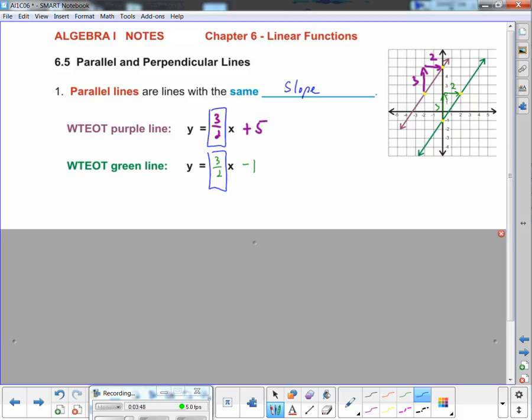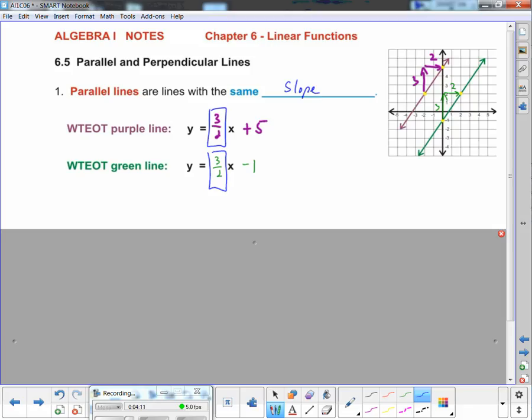Y equals 5x. Y equals 5x minus 2. Y equals 5x minus a zillion. Y equals 5x plus the square root of 7/3. Does the y-intercept at all matter in a parallel line? No, it just shows where the line is, but to make them parallel, same slope. Slope's the same, parallel lines.